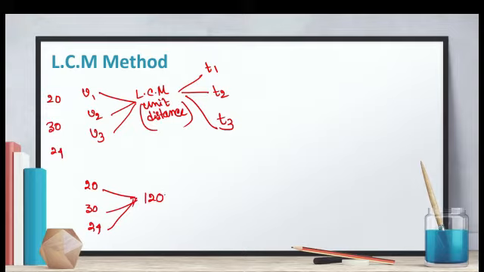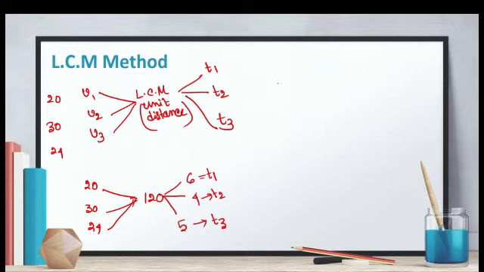If the unit distance is 120, we will find the time now. If we divide 120 by speed v1, which is 20, we will get 6, which is equal to t1. And if we divide 120 by 30, which is speed v2, we will get 4, which is equal to t2. And if we divide 120 by 24, we'll get 5, which is equal to t3.